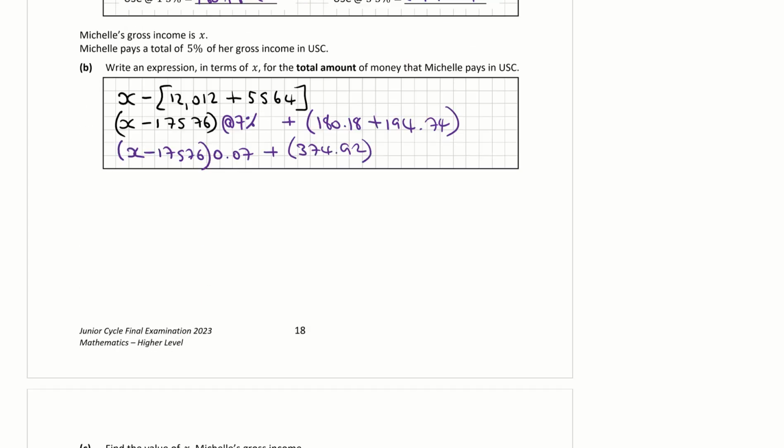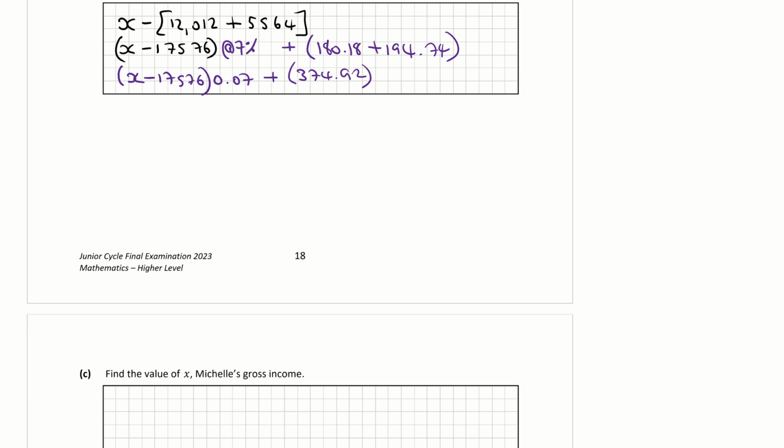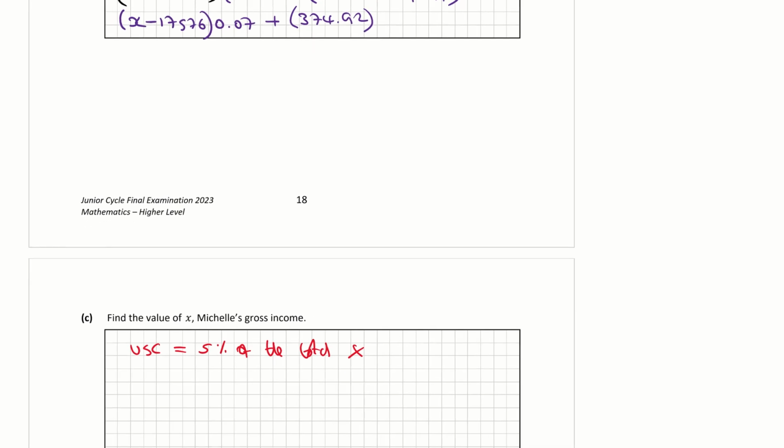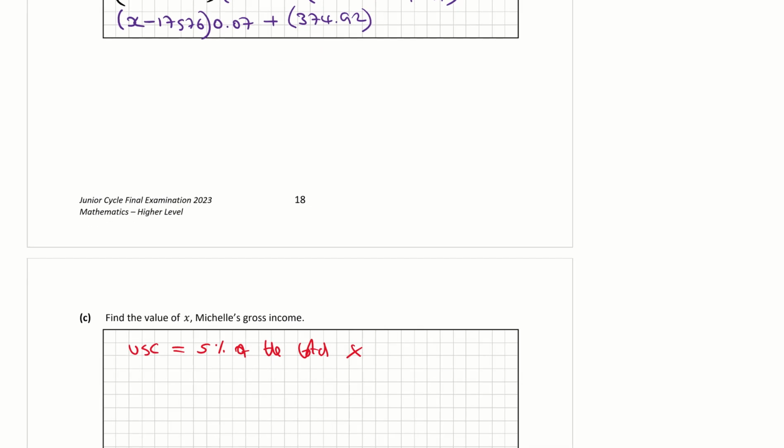So in part C here, it wants us to solve this expression now that we have for X. Now think of it again in a different way here. We have our USC, which is the same as 5% of the total. So 5% of some amount of money. Now we have Michelle's USC written as something a little complicated. We have it written as X minus 17,576 times 0.07 plus the 374.92. But that's equal to 5% of X, some amount of money.